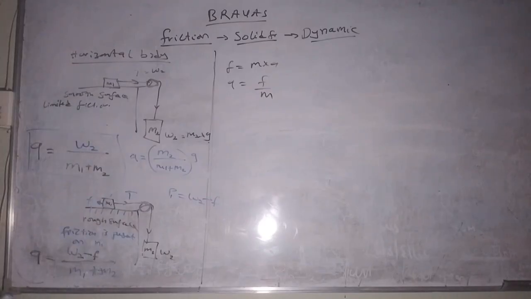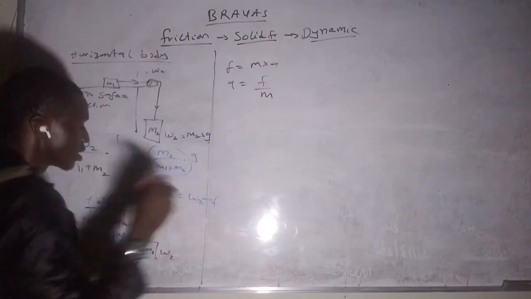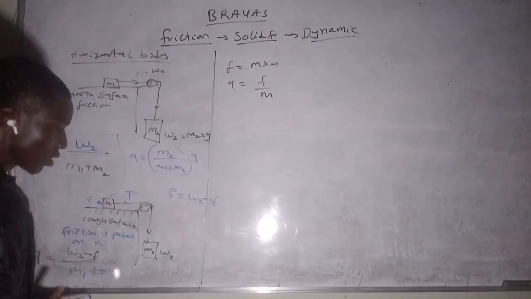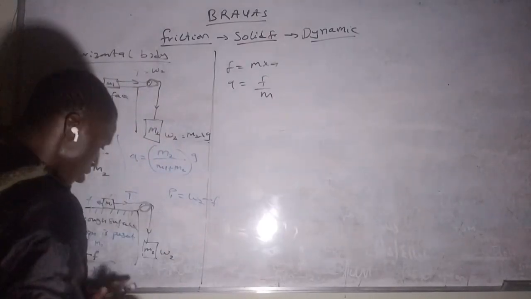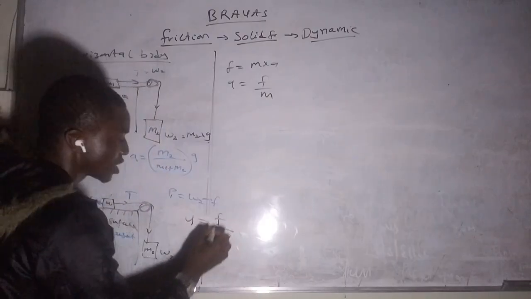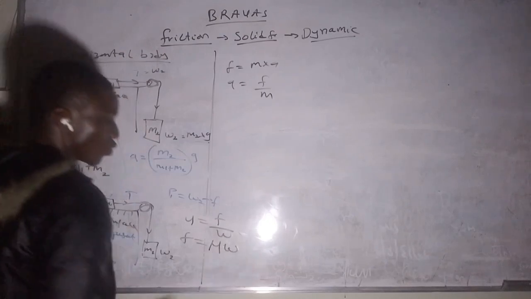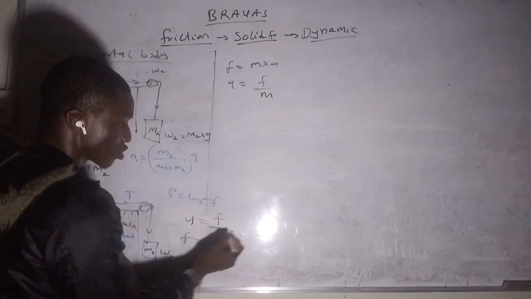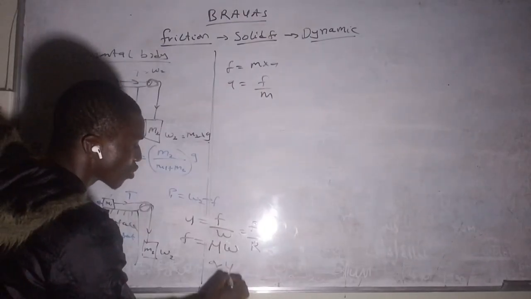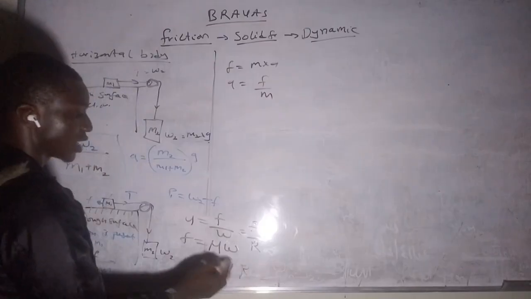So now, what is our friction? Our frictional force, if you don't forget, in our previous video, we said the coefficient of static friction is equal to the limiting frictional force over weight, right? Cross multiply. Your frictional force equals the coefficient times weight, or reaction. Sometimes they use the coefficient of friction times reaction. So you understand? They are still the same thing.